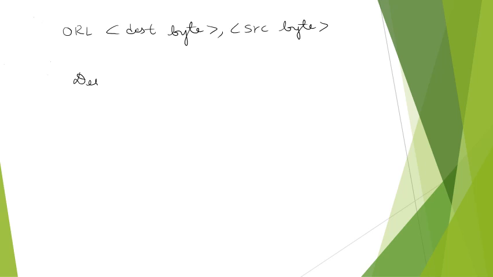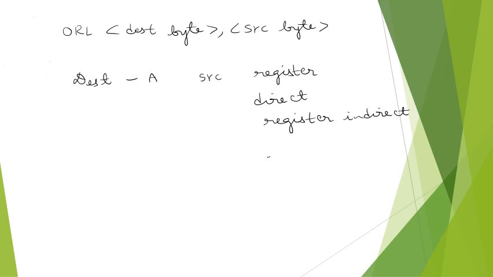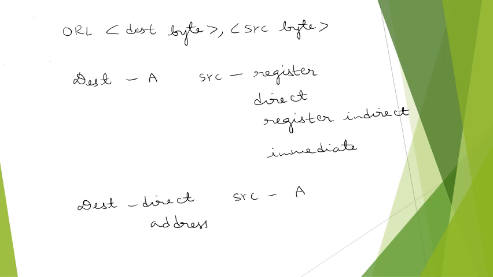So when the destination byte is accumulator, then the source byte can use the register addressing mode, direct addressing mode, register indirect addressing mode, and immediate addressing mode. And when the destination byte is direct address, then the source byte can be the register A, that is accumulator, or immediate data.